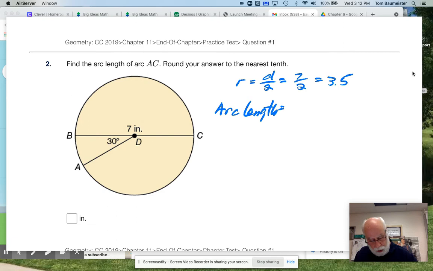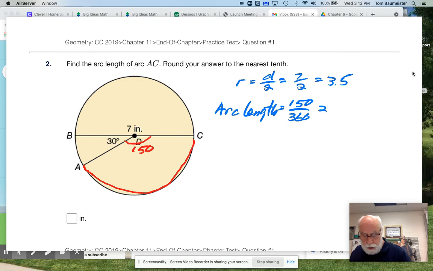So remember, AC is this one right here, ladies and gentlemen. Don't get confused. Read the directions carefully. All right? So if it's that one there, remember, a semicircle is 180 degrees. So you know that this central angle has to be 150. Okay? Since we know that is 150 over 360 times 2 pi, and this time our radius is 3.5.